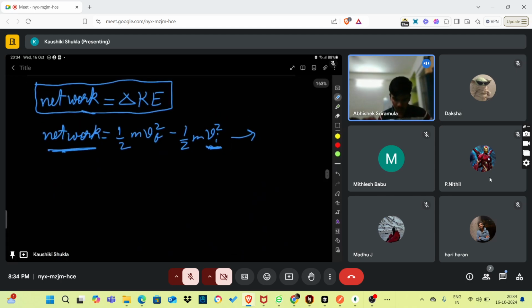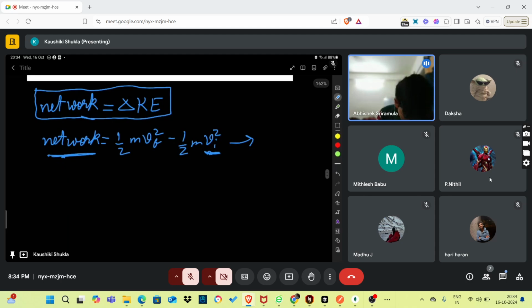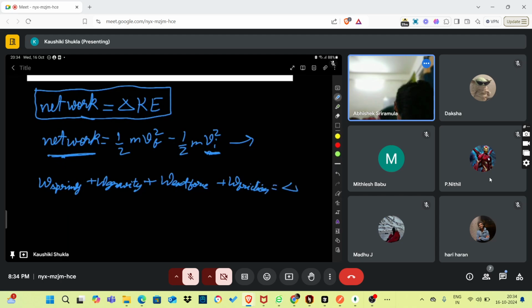Well, what do I mean by net work? So let us look at it. Be it any kind of work, be it work done by spring force, be it work done by gravity, or be it work done by any external force, be it work done by friction, it always leads to change in kinetic energy.